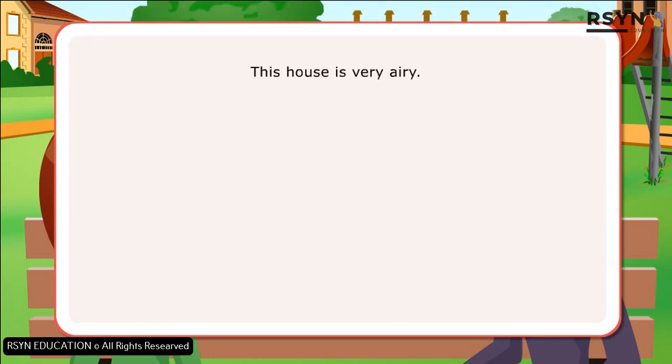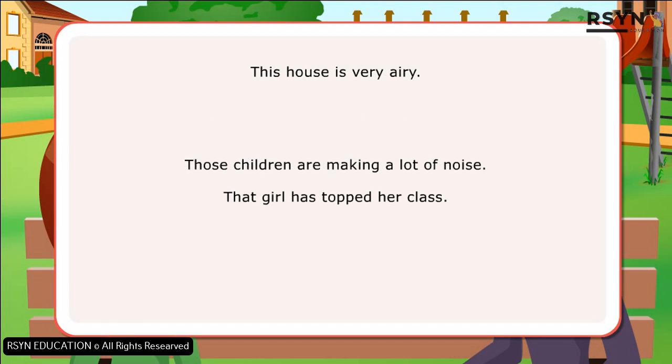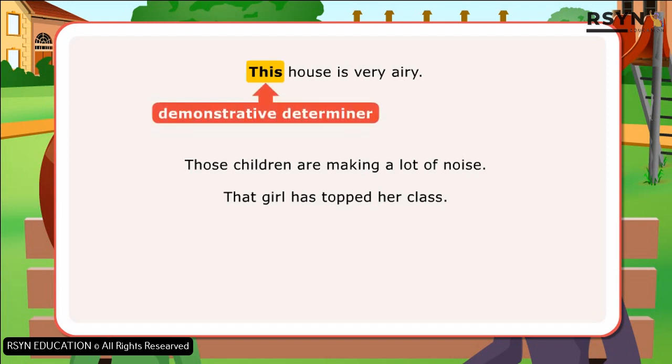This house is very airy. Those children are making a lot of noise. That girl has stopped her class. In the first sentence, this is a demonstrative determiner as it points towards a particular house close by.